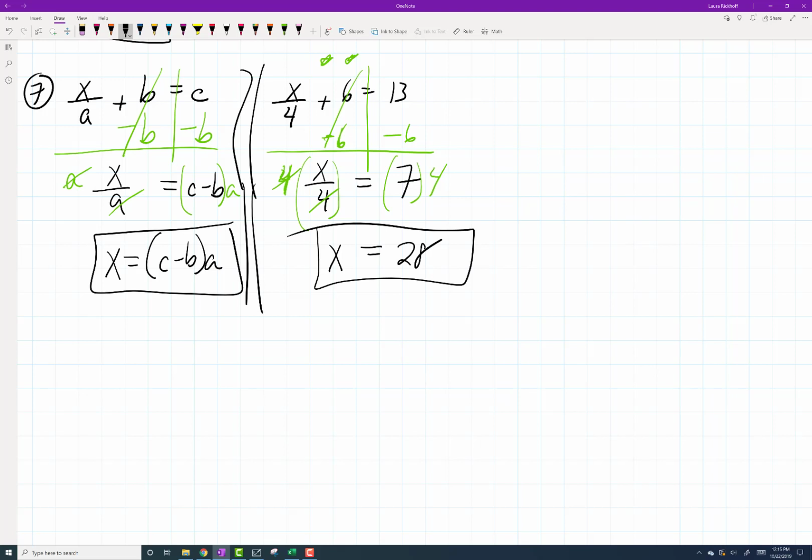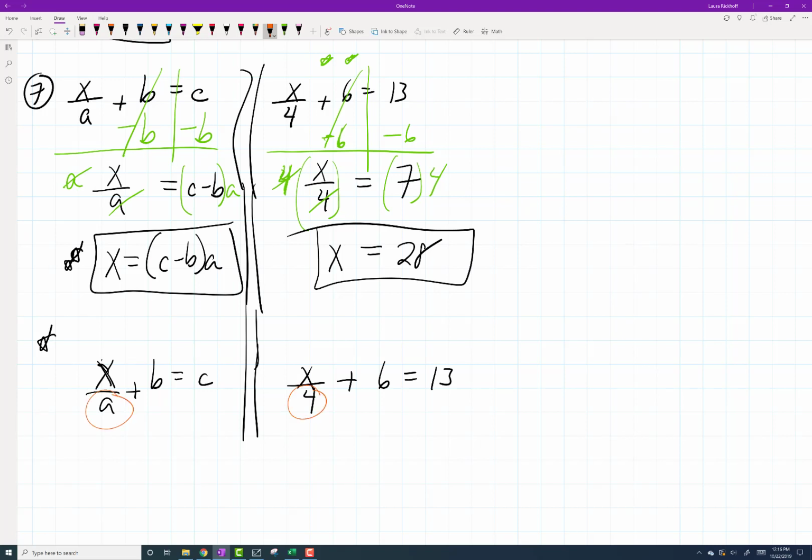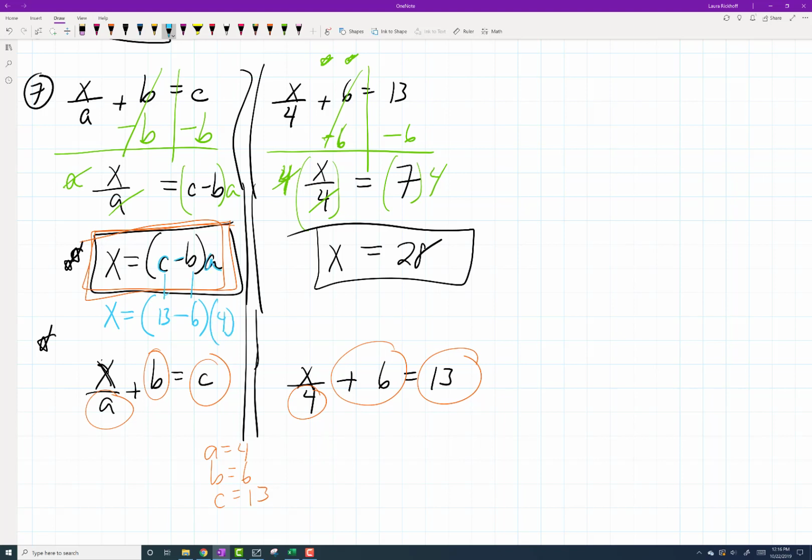And there you go. If you were matching this up, they wanted you to solve this scary side first and use your answer to solve the other side. So if you match this up, it looks like our A is 4, our B is 6, and our C is 13. So if I take my answer here and I replace, it'd be x equals my C, we said was 13, and then minus my B, we said was 6, and my A was 4, just kind of matching that up.